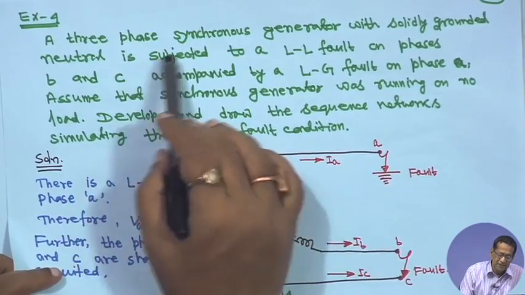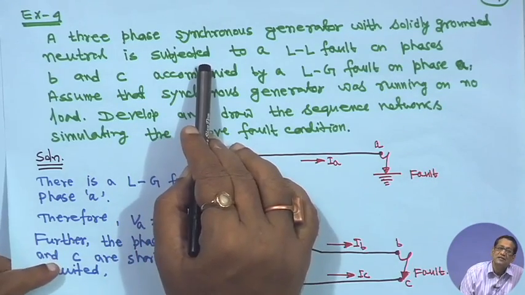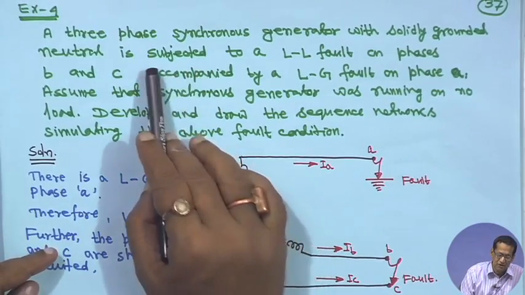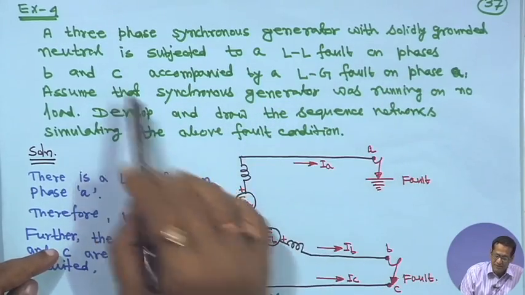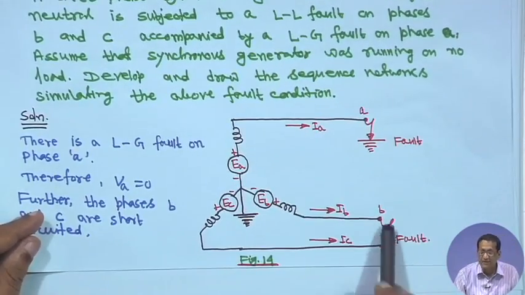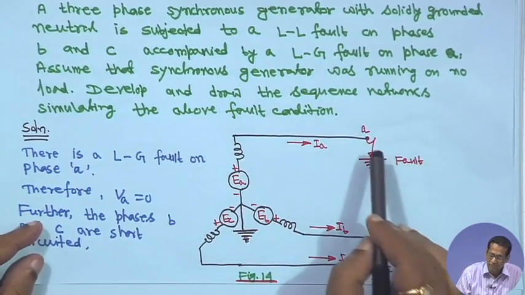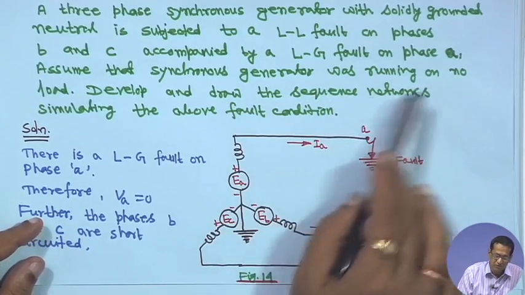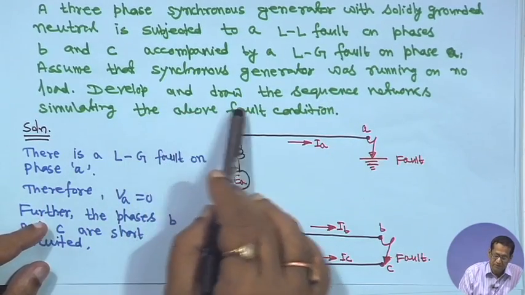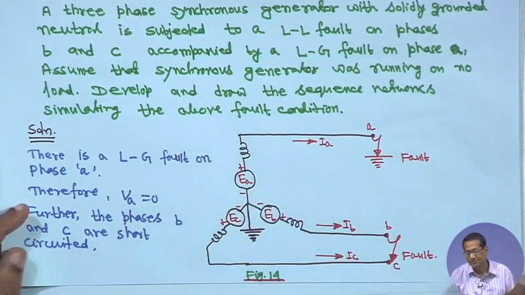So, a 3-phase synchronous generator with solidly grounded neutral, I mean here no ground impedance, right, is subject to a line to line fault on phases B and C, and accompanied by a line to ground fault on phase A. Assume that the synchronous generator was running on no load. So, you have to develop and draw the sequence network simulating the above fault condition.